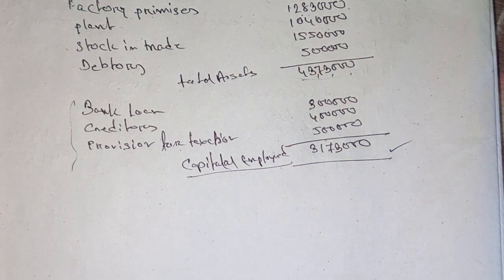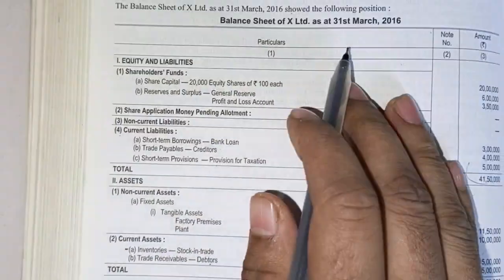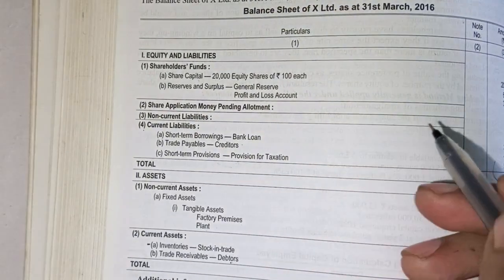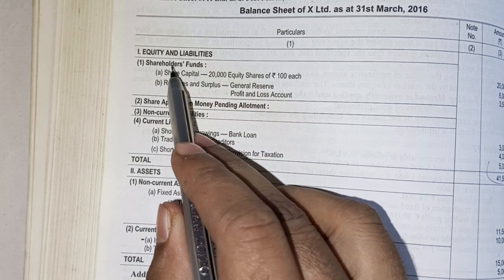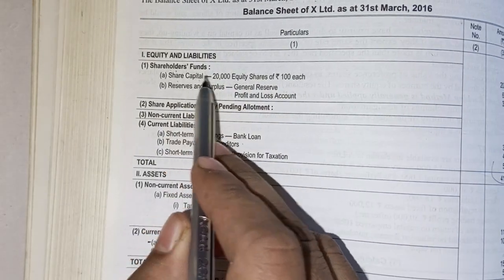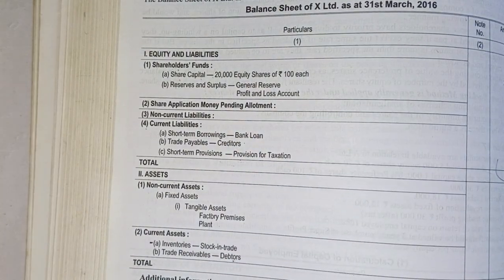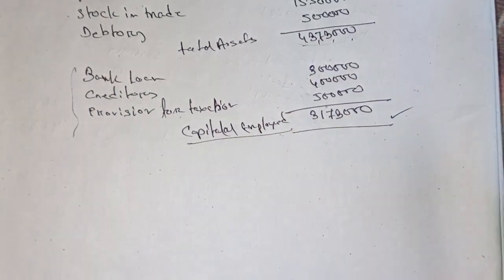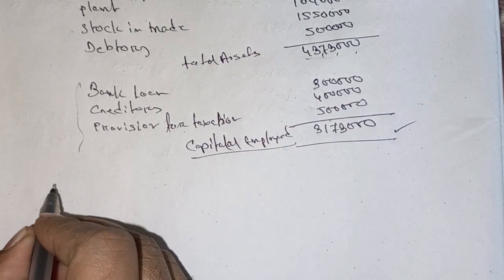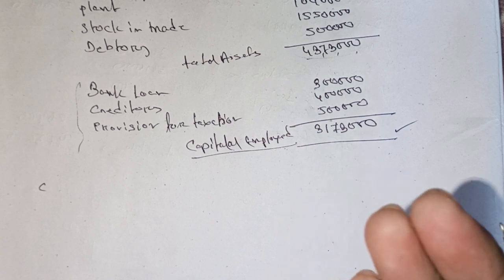So how do I calculate? We will ignore everything, only we will consider shareholders' fund. Share capital and reserve and surplus. So look here, first of all you should write calculation of capital employed on the basis of net worth.